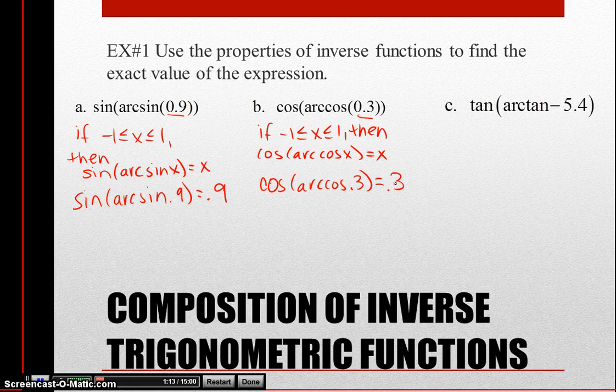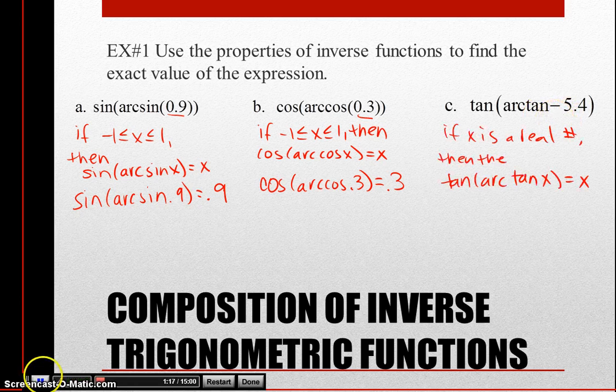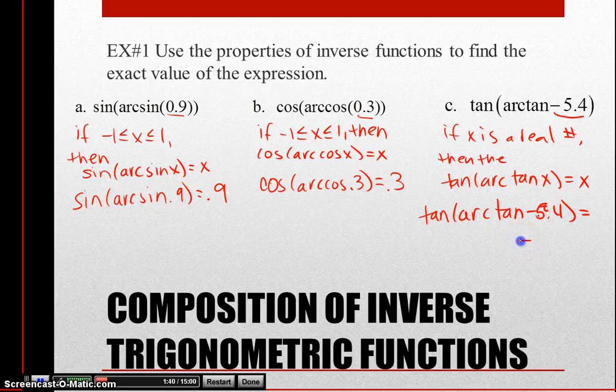The last one we need to look at is the definition of our arctangent. For the composition of the arctangent, if x is a real number, then the tangent of the arctangent of x is equal to x. So we see here that -5.4 is a real number, so we can use the definition provided here. The tangent of the arctangent of -5.4 is going to be equal to -5.4.